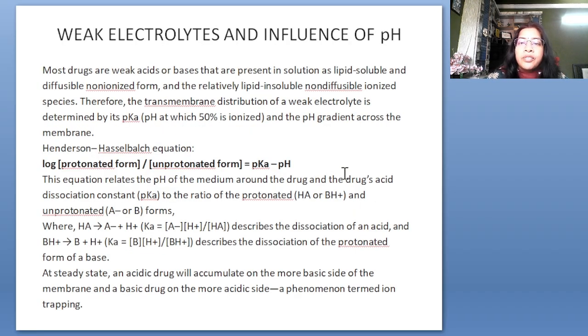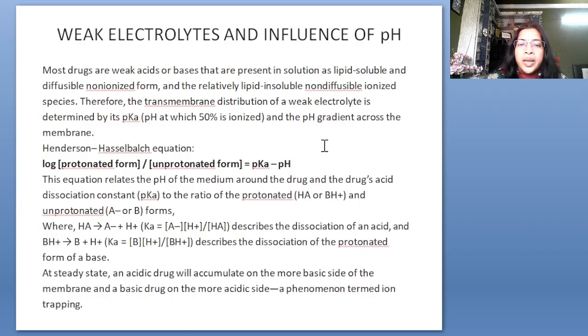Weak electrolytes and influence of pH. Most of the drugs are either weak acids or weak bases, and they are present in solution as the lipid soluble, diffusible, non-ionized form, and the relatively lipid insoluble, non-diffusible ionized species. Therefore, the transmembrane distribution of a weak electrolyte is determined by its pKa. What is pKa? It is the pH at which 50% of the drug is in its ionized form, and the pH gradient across the membrane.